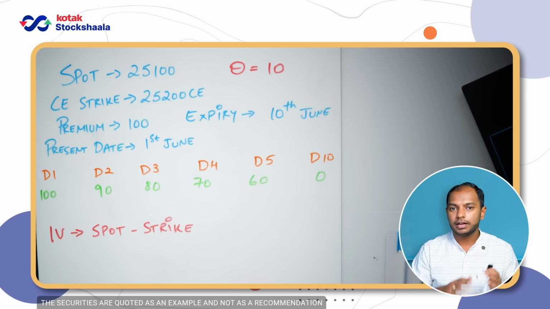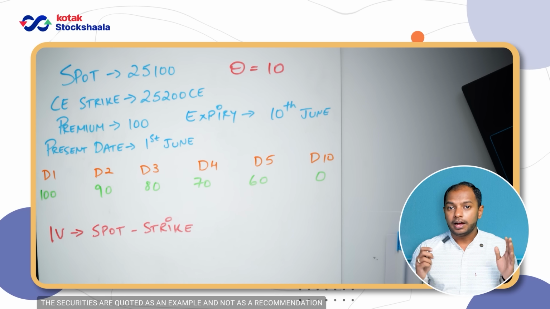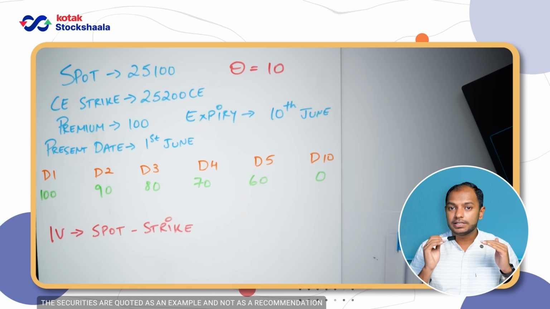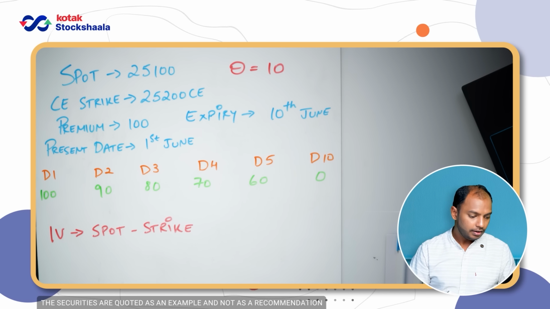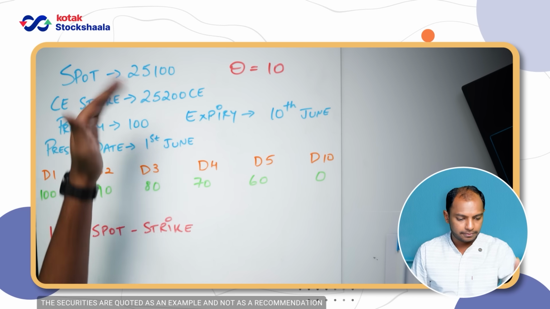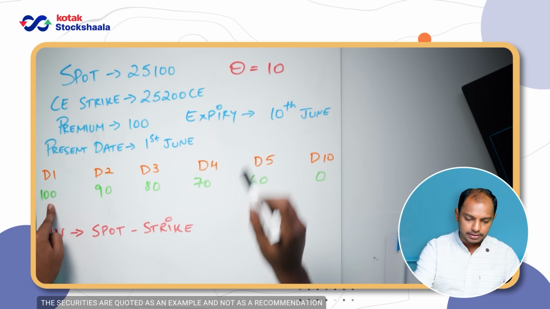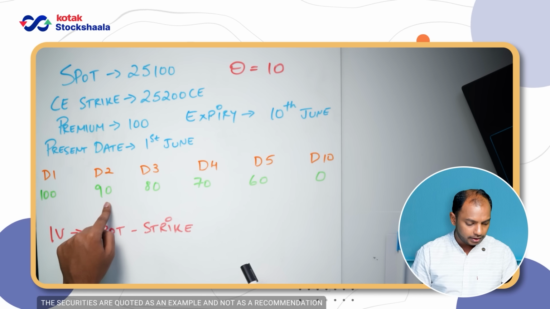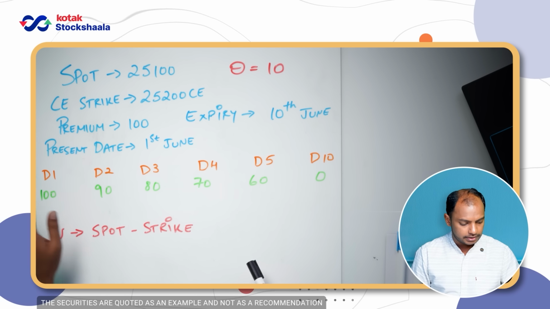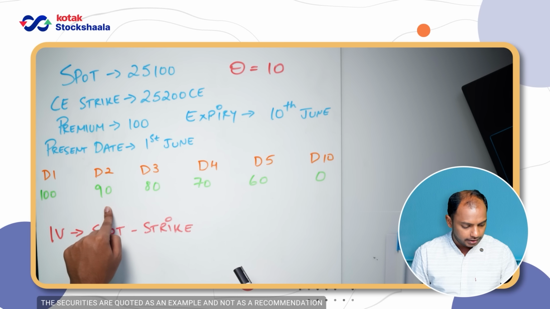And now let's analyze how the premium would change, assuming that the spot price will stay as it is. Now assuming spot is 25,100, on day 1, it is 100 rupees. And since theta is equal to 10, on day 2, without anything else changing, the premium has fallen by 10 rupees.